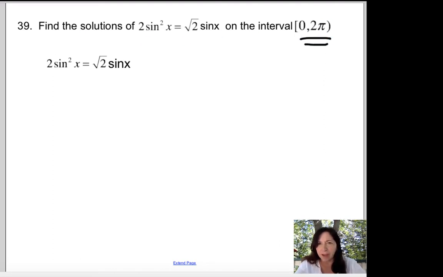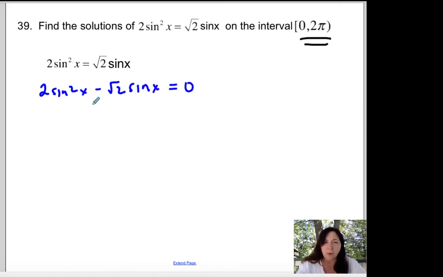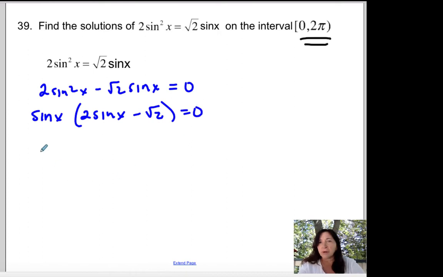So for problem number 39, it says find all the solutions that are on the interval from 0 to 2 pi. So what we're going to do is, I noticed that we have signs on both sides. It is quadratic, so we do need to set it equal to 0. So we have 2 sine squared of x minus root 2 sine of x is equal to 0. What I'm going to do is factor out a sine. So in factoring out a sine of x, we're left with 2 sine of x minus the square root of 2 is equal to 0.